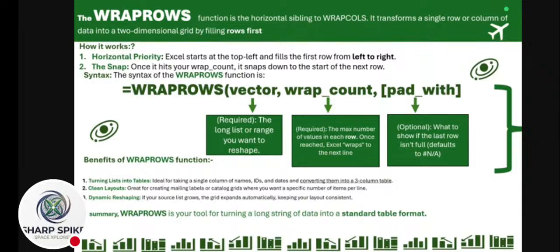Let's understand how it works. It's horizontal priority. Excel starts at the top left and fills the first row from left to right. Once it hits your wrap count, it snaps down to the start of the next row.